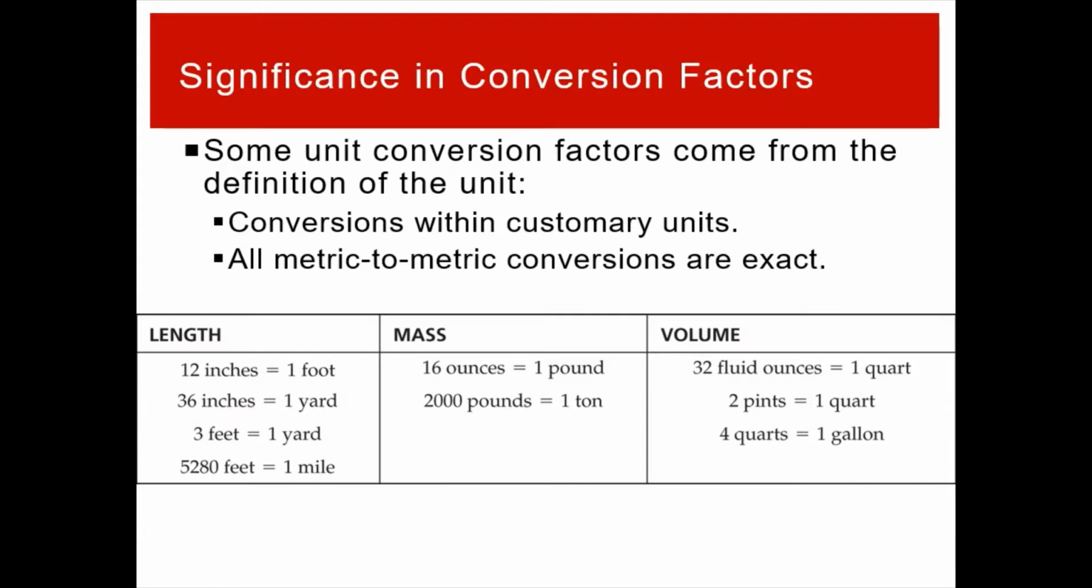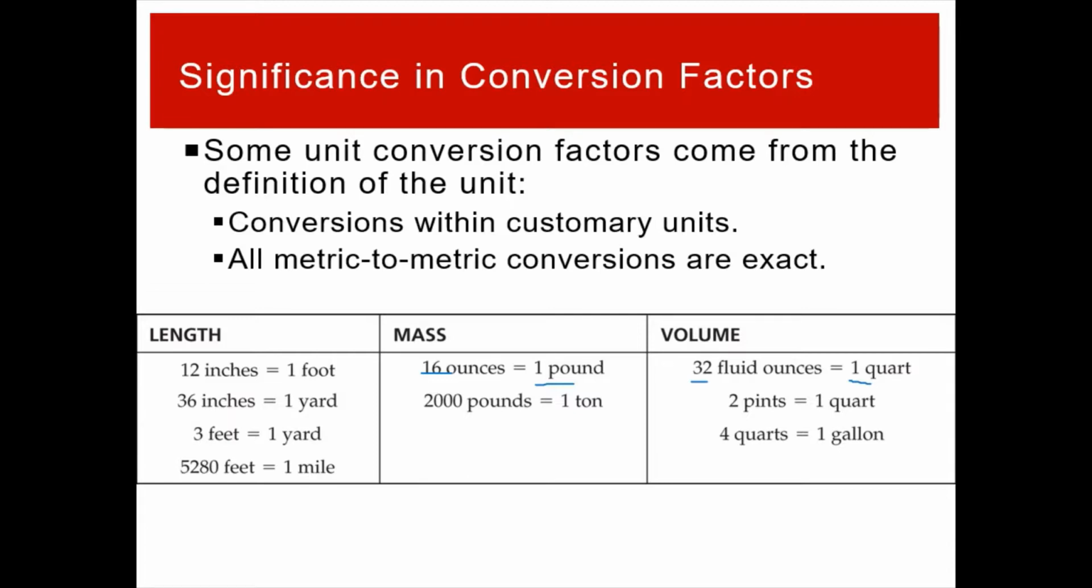So all of the customary units where you define, for example, that there are 16 ounces in 1 pound. That is a counting-based description. It is exactly 16 ounces in 1 pound. It is exactly 32 fluid ounces in 1 quart. So those numbers are exact. When you are doing math with them, you would not count their sig figs in terms of rounding your answer.